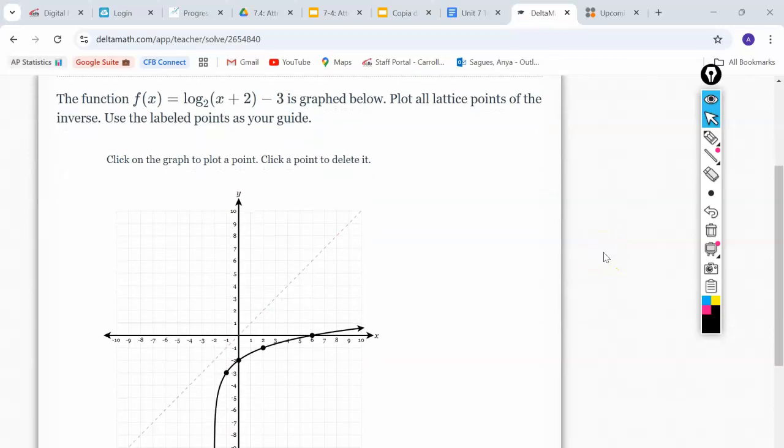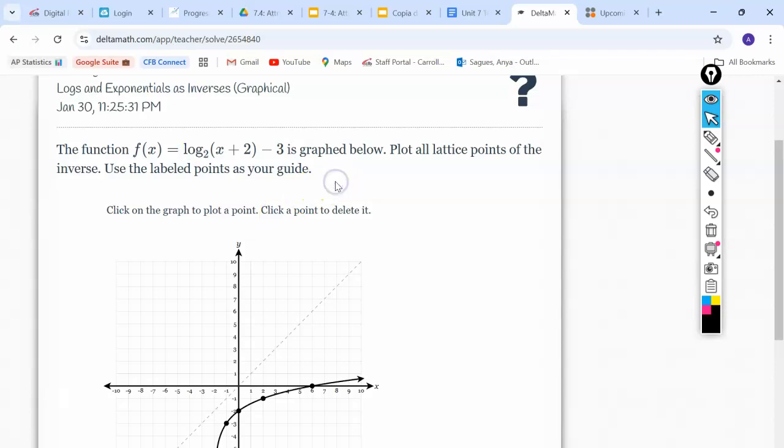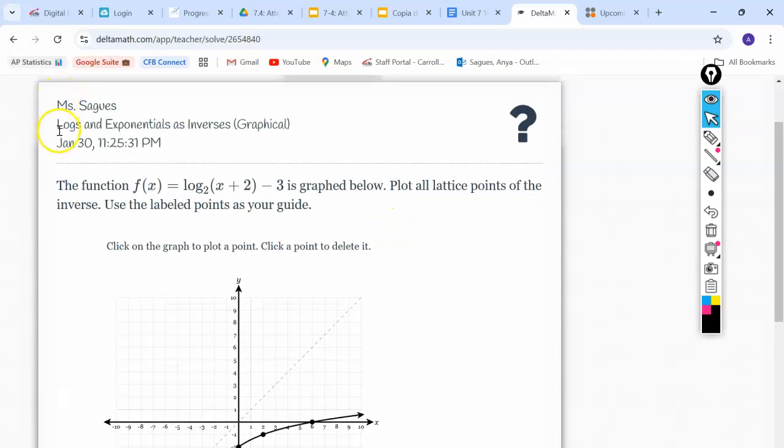Hello, welcome. I am going to walk you guys through an example of this Delta Math assignment to show you guys how I would approach a problem like this. Now, you are all going to have a different function to start out with. This one that I am given here is a logarithmic function because remember, it has the word log in it. If I had something with an exponent, it would be an exponential instead. But the ideas that we are looking at here are the same because logs and exponentials are inverses.